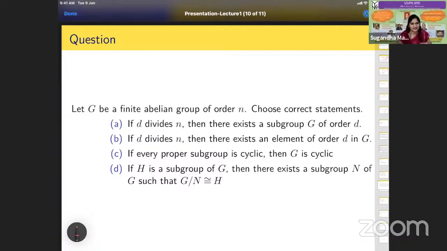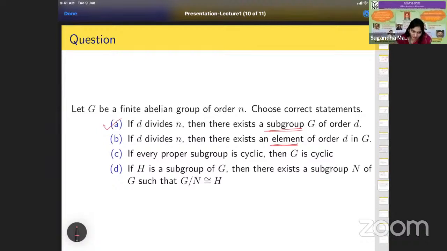The first one says if d divides n, then there exists a subgroup of G of order d. So for every divisor, you have a subgroup of order d, and that's what we have already seen is true by the converse of Lagrange theorem for abelian groups. So this is known to us that it is true. Next, if you have this subgroup replaced by element, does it still hold true? I'm waiting for you to answer this question. I'll not give the answer right now.